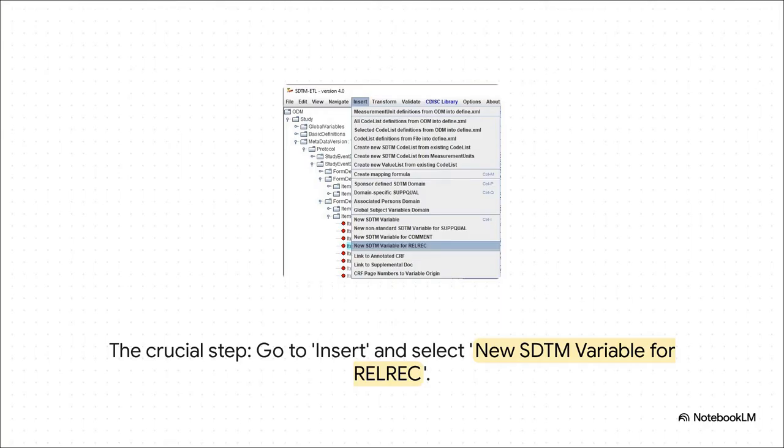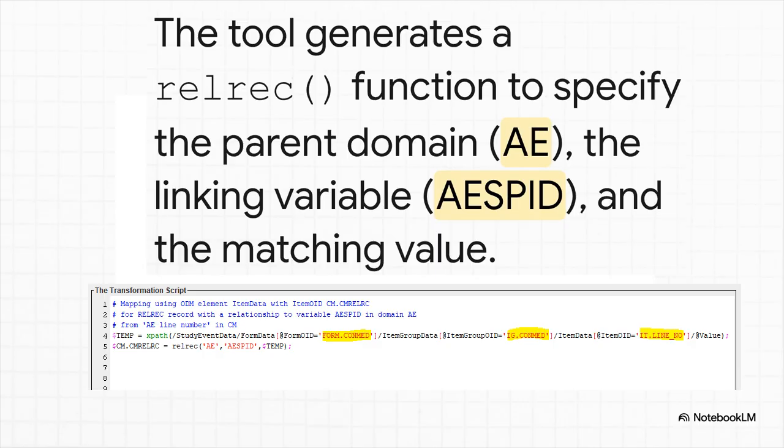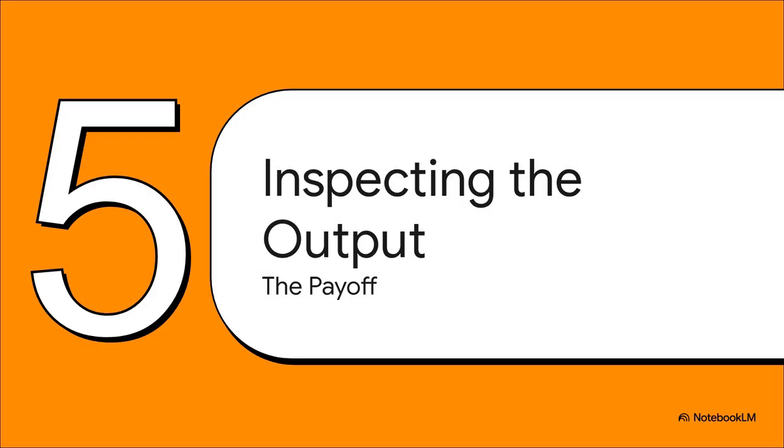That's the magic button. You're basically telling the software, okay, get ready, I'm about to define a relationship. And when you click that, the tool generates the special RELREC function for you. It looks a little technical, but it's actually super simple. The first part just says what the parent table is, in our case, AE. The second part says what variable we're linking to, that's our ASPID. And that last part? That's just the variable from our medication data that has the matching number. That's it. Okay, we've done it. The link is officially created.